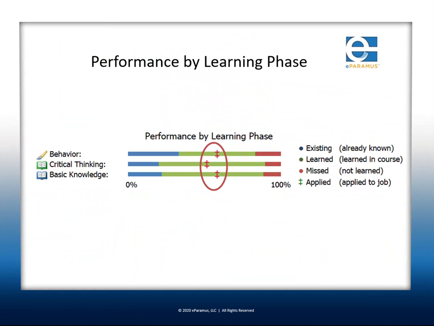A transfer mark, represented by a vertical line with two intersecting horizontal lines, is also shown here. The transfer mark indicates the level of retention or application of learning after returning to work. A green transfer mark would indicate a student applied the learned material to a satisfactory level on the job. A red transfer mark, as seen here, would mean the student performed below the expected levels on the transfer assessment.